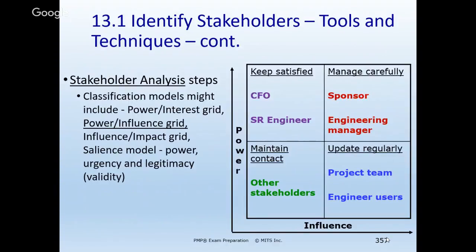Here's an example of a power and influence grid. In my slide, the red ones, the sponsor and engineering manager, might be people that have a lot of power and influence. So we're going to have to be careful with those folks and manage them very closely. The CFO and senior engineer have a lot of power, but maybe they're not directly involved. We still need to keep them in sync. A lot of influence, well, our team and maybe engineering users. So we're going to need to keep those folks up to date with what's going on. And then other stakeholders, pretty much everyone else.